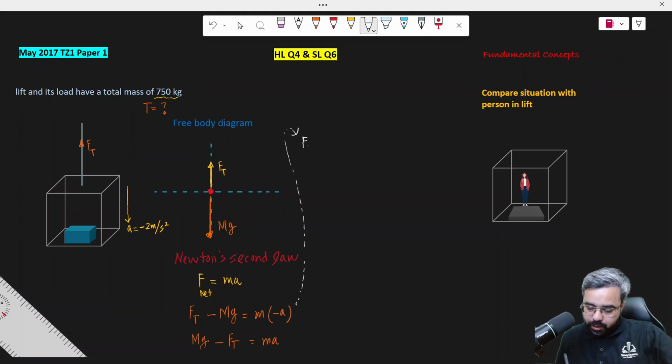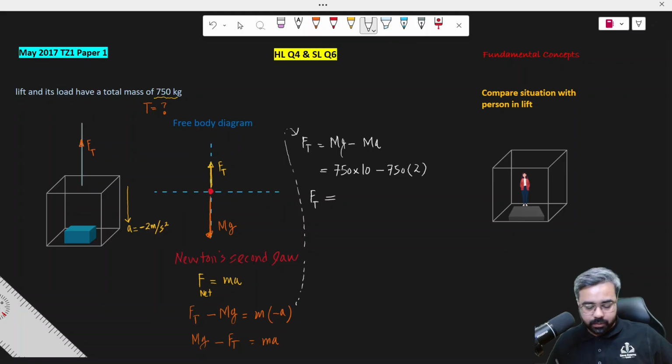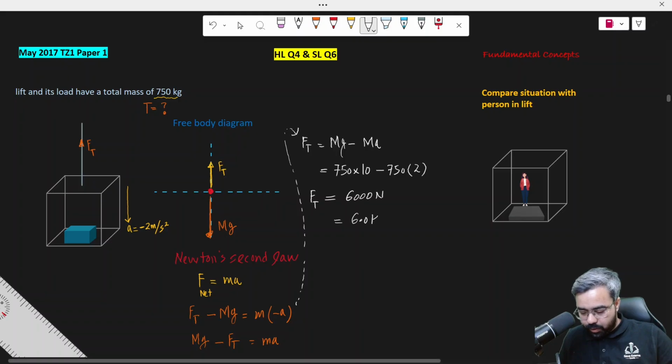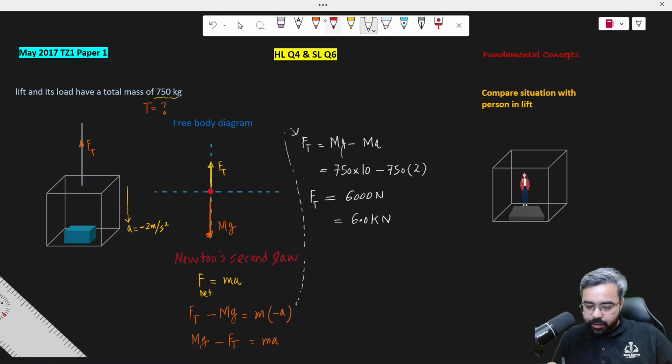The force of tension in the cable will be equal to mg minus ma. So for the elevator, it is 750 times 10 minus 750 times 2. So this is the force of tension in the cable, and its answer is 6000 newtons, which you can also write as 6.0 kilonewtons. So that's why its answer should be option B.